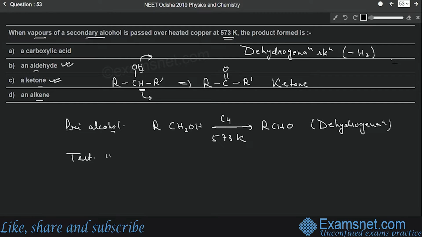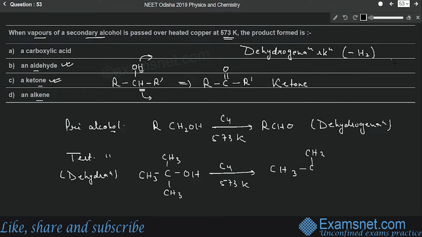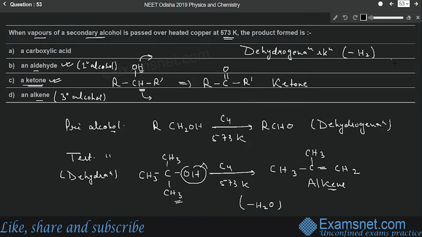But in the third case, that means in case of tertiary alcohol, dehydration reaction takes place. Dehydration, that means removal of a water molecule. So let's have a look at the reaction. Carbon, then three alkyl groups will be there. Let's take three methyl groups. And here we have hydroxyl group. Now it is passed over copper. Temperature is 573 Kelvin. So we have CH3 carbon, here CH3, here double bond CH2. That means OH is removed and one hydrogen has been removed. Water molecule has been removed. So what is formed in this case? An alkene is formed. So alkene will be formed in case of 3-degree alcohol, whereas an aldehyde will be formed in case of 1-degree alcohol. But in the question secondary alcohol is mentioned, so option C, that is a ketone, will be formed.